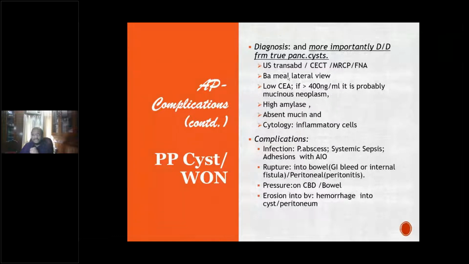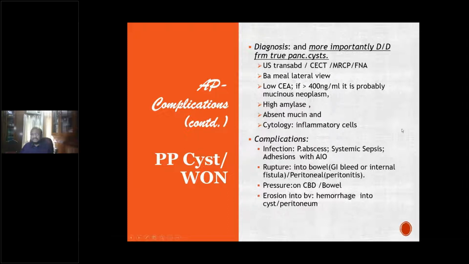If you look at the differentiation, you'll find a low carcinoembryonic antigen level in the collection of a pseudopancreatic cyst. If it is more than 400 nanogram per ml, it is probably a malignant cyst. High amylase is a part of pseudopancreatic cyst. It can also be found in malignancy. You can have an absent mucin in a pseudopancreatic cyst. Mucin is not there. Mucin is present in malignancies. We'll talk about that when we talk about the malignancy of the pancreas. And cytology will show inflammatory cells.